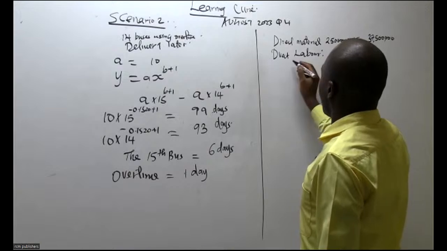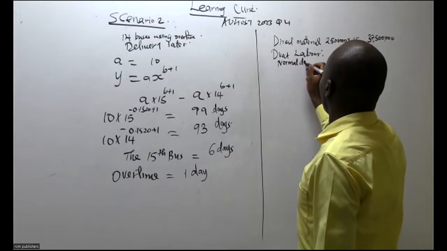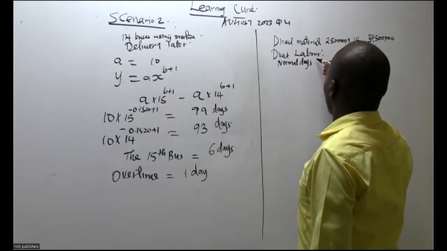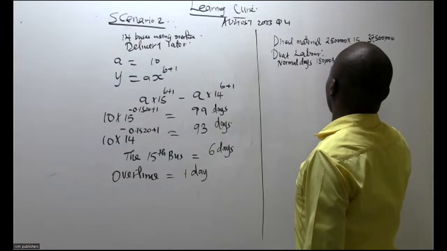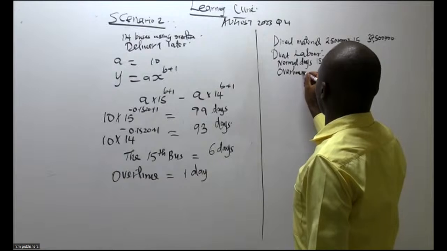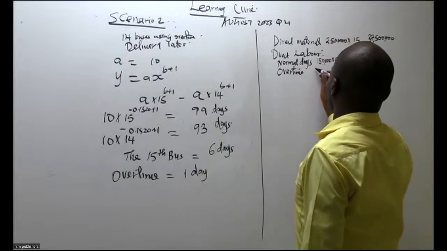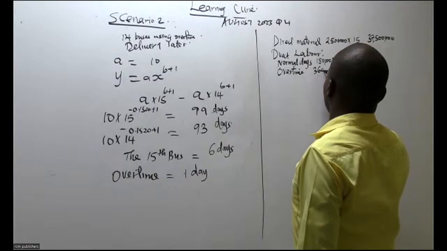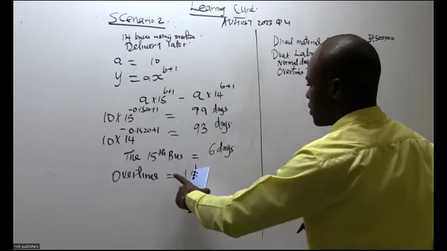After direct material, I need direct labor. My direct labor is divided into normal days. Normal days, which is equivalent to 180,000 by the normal days. Then we have overtime. Overtime, which is equivalent to 360 times the overtime number of days, which is 1.